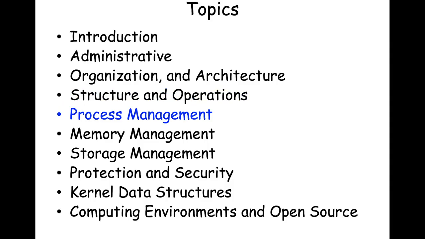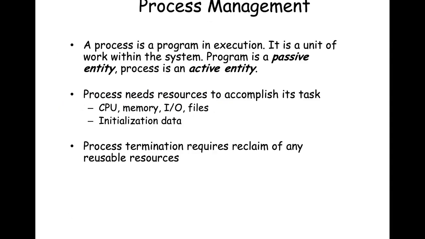Okay, so let's take a look at process management. We said a process is the name of a program in execution. It's a unit of work within the system, whereas a program is a passive entity. A process is active. A process is actually running. A program is just data and instructions that are sitting on disk.